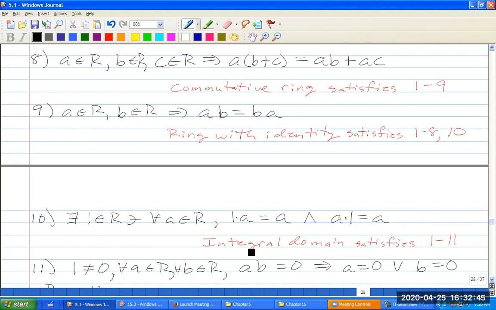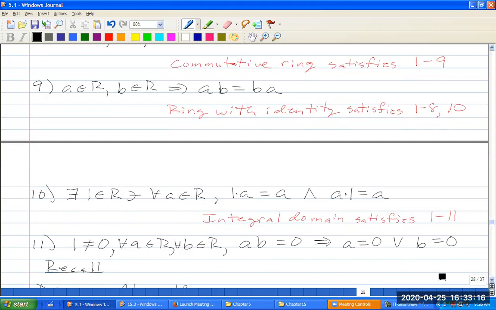If A times B equals 0, then A is equal to 0 or B is equal to 0. And so this is the zero factor property. So if the zero factor property holds, then we call it an integral domain. So if you have a commutative ring with identity that also satisfies the zero factor property, we call it an integral domain.